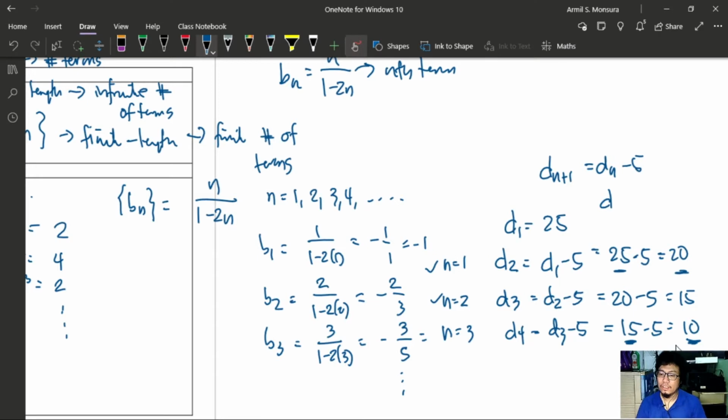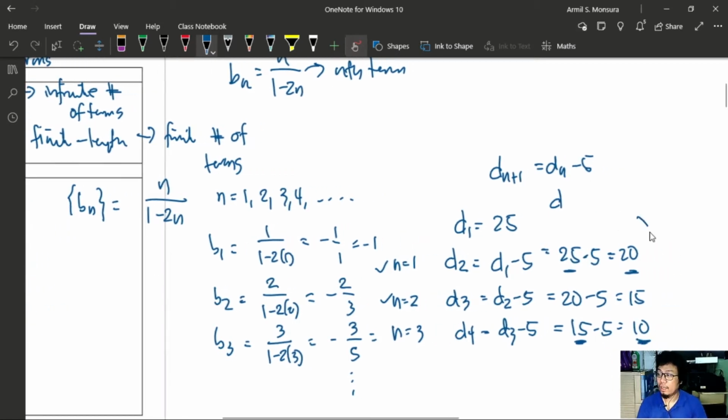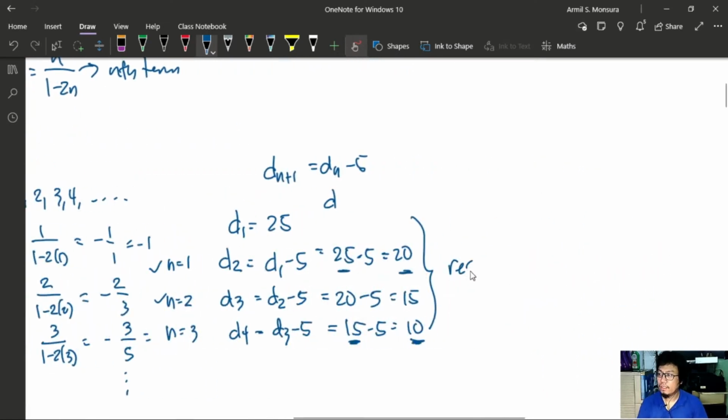So this is how we do recursion. This is the process of recursion, and some of our sequences may be defined using that rule. There are cases where we will be defining our sequences using that recursive rule, and you should be able to understand what recursion means.